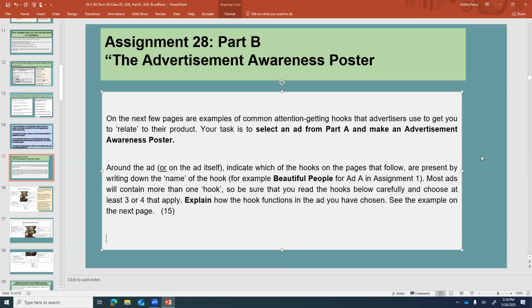Think about which hooks, advertising tricks, basically, on the pages that follow are present in the ad by writing down the name of the hook. For example, in the ad that you're about to see, they feel that the hook of beautiful people gets used. Most ads, almost all ads, I would say, contain more than one hook or trick. So be sure to read the hooks below carefully and try to choose at least 3 or 4 that apply. When you do that, you want to explain how the hook functions in the exact ad that you've chosen, specifically, not generally. So I'm going to show you an example on the next page.